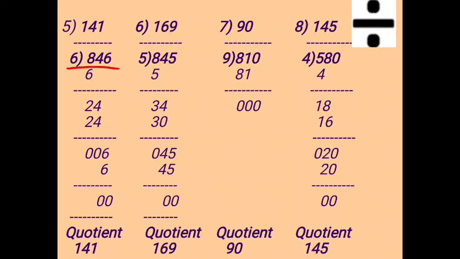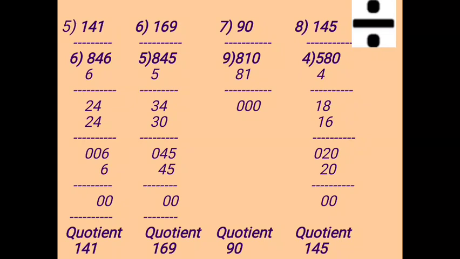846 divided by 6. Here you all have to see 6 ones are. So go for 6 ones are 6. Then again subtract it. You will get 2 as a remainder and bring down the next number, that is 4. So you will get a new number, that is 24. So 6 fours are 24. You can write 6 fours are 24.